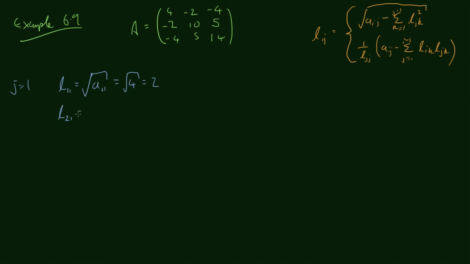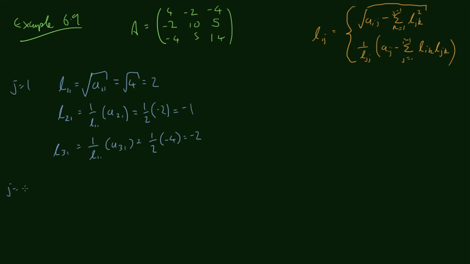So L21. Now I'm in the lower triangular region, so that's 1 over L11 multiplied by A21, and again the summation is just going to be 0 because j is equal to 1. So that's 1 over 2, and A21 is minus 2, so that's minus 1. And L31 is similar, so 1 over L11 times A31. That's 1 over 2 times minus 4, so minus 2. Okay, so that's the first column done.